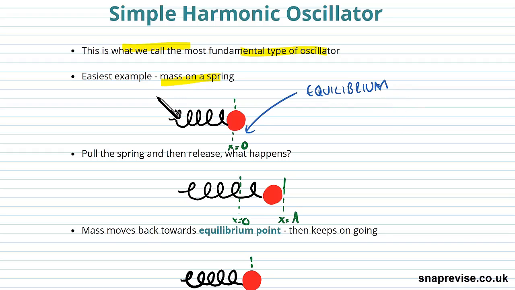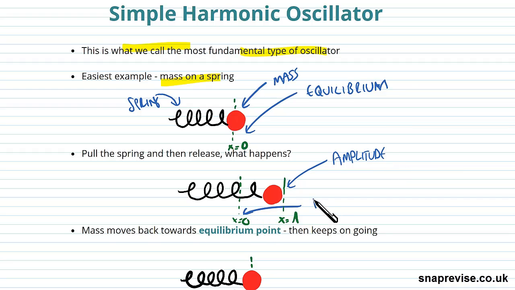This is obviously our spring, sorry, and then this is our mass. Then we're going to pull this spring and then release it, and what happens? We're going to move it to x equals a, which is now going to be our amplitude, and x is our displacement, which in this case is the extension of the spring. So x is displacement. We pull it to x equals a, and then we release it.